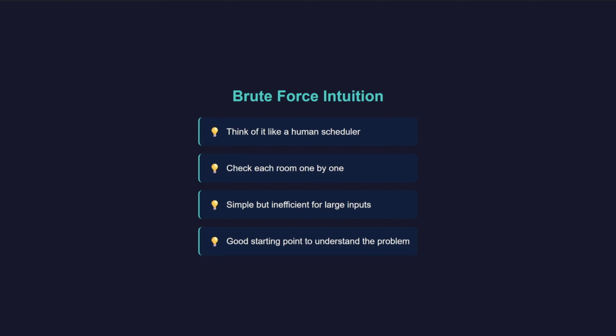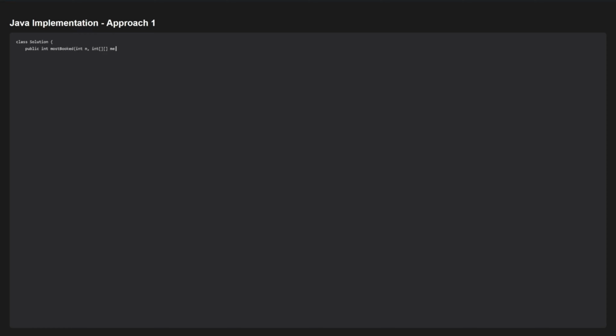You'd naturally check each room one by one to see which are free. This approach is simple and mirrors real-world thinking, making it a great starting point. While it's inefficient for large inputs with its quadratic complexity, it helps us understand the problem deeply. Starting with brute force is often the best strategy in interviews. It shows clear thinking and provides a baseline for optimization discussions.